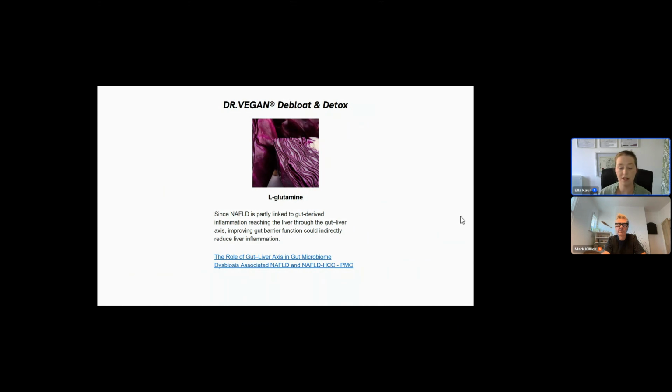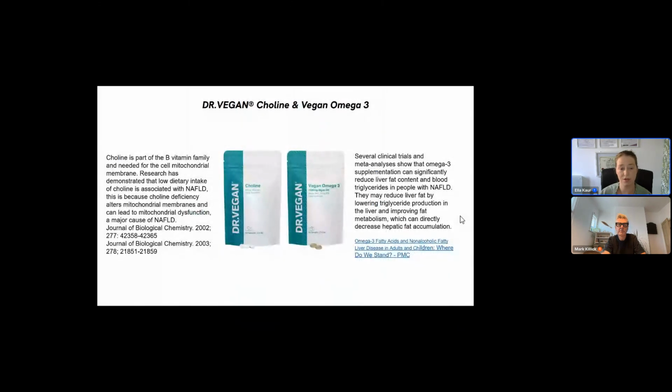Okay, so we have another couple of supplements here, which I'm going to go through really quickly. So choline. Mark mentioned choline earlier. Choline is part of the B vitamin family, and it is needed for the cell mitochondrial membrane. Research has demonstrated that low dietary intake of choline is associated with fatty liver disease, because choline deficiency alters the mitochondrial membranes and can also lead to mitochondrial dysfunction, which is one of the causes of fatty liver disease. And also we've got our vegan omega-3.